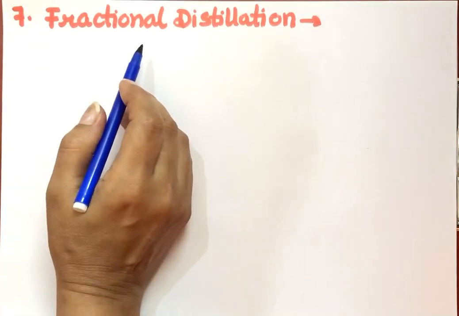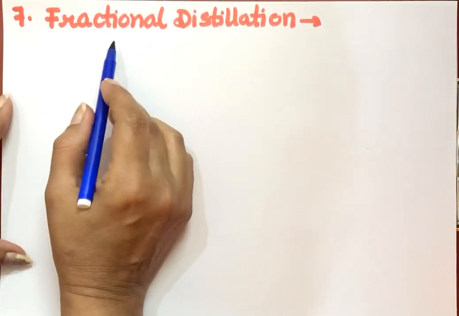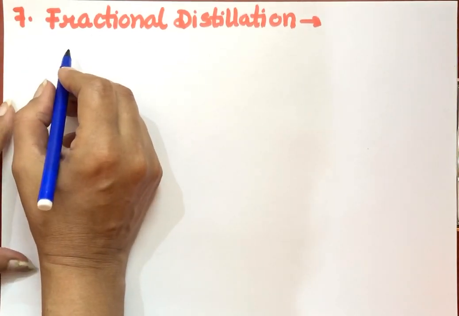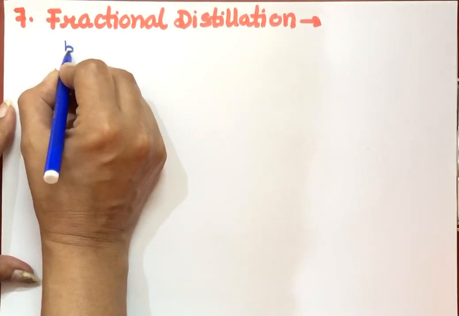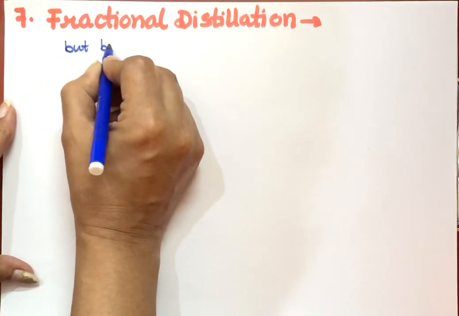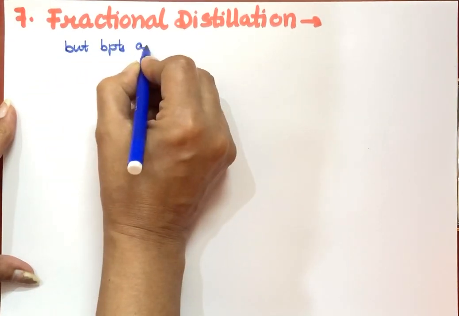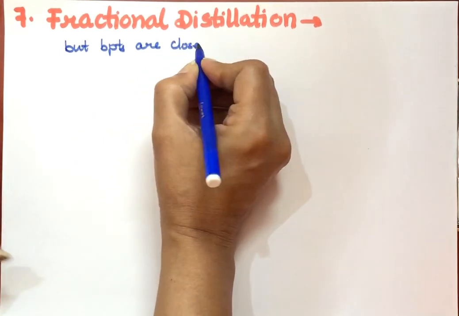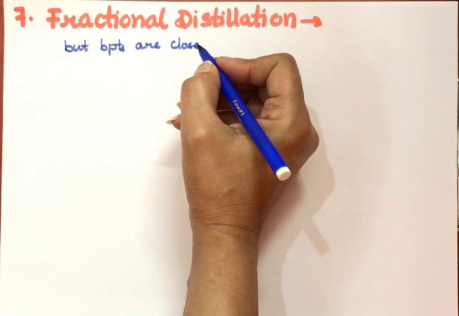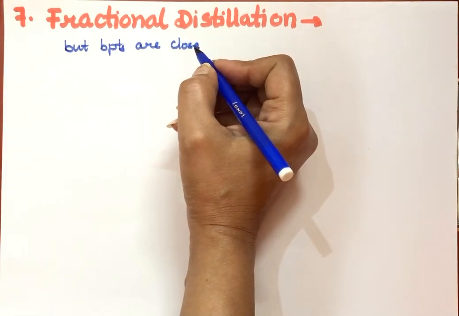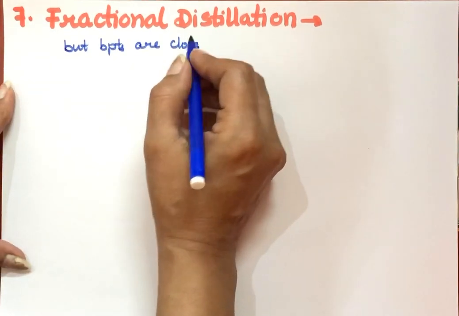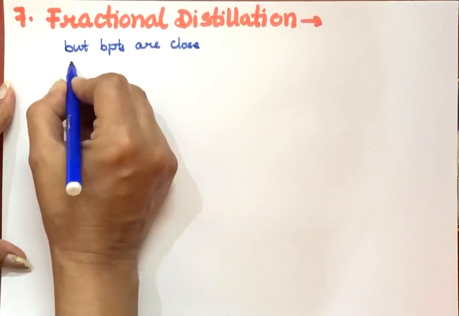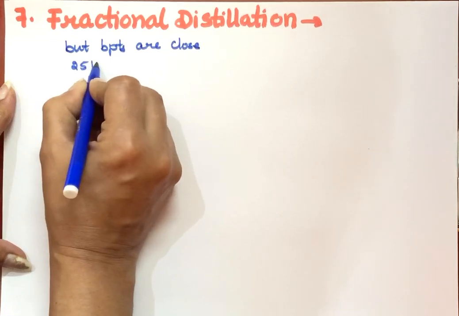Next method to separate the components of mixtures is fractional distillation. Now this technique is used to separate miscible liquids only, but the boiling points of these components are very close. In simple distillation, which we have done, the method is used to separate miscible liquids which have a large difference in their boiling points. But in fractional distillation the boiling points are close to one another and the difference is less than 25 Kelvin.